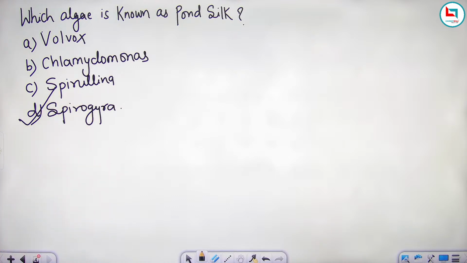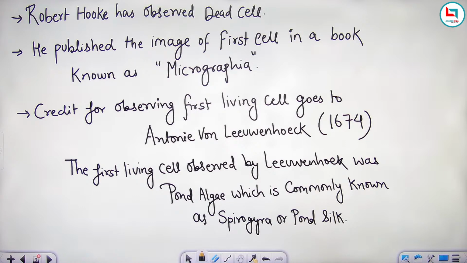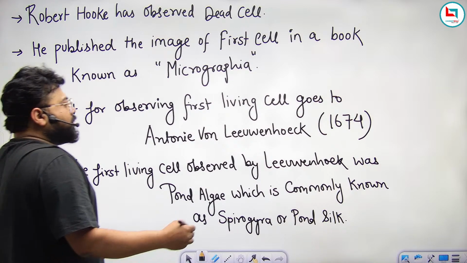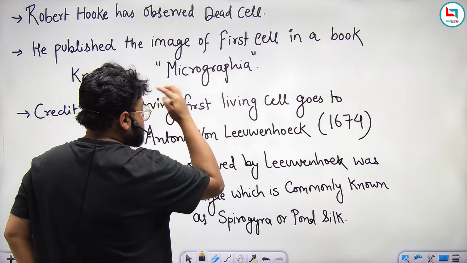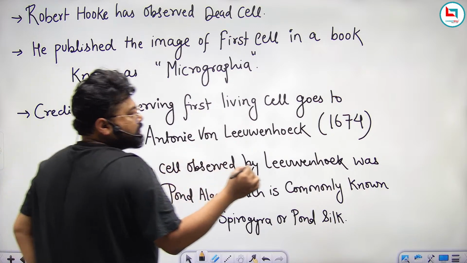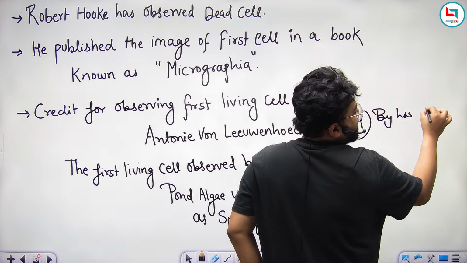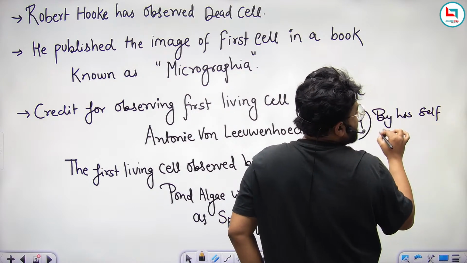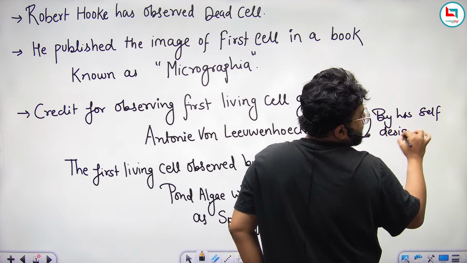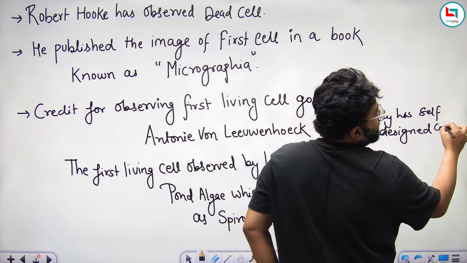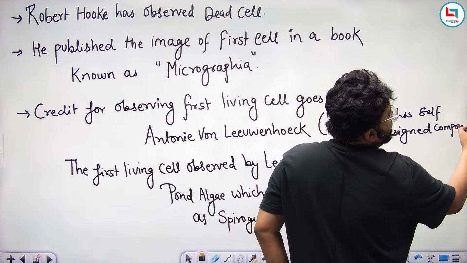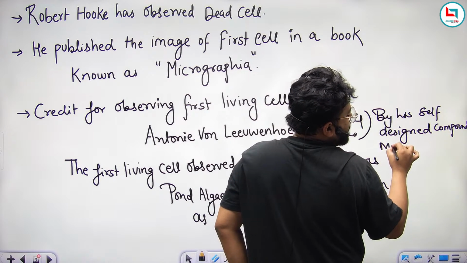Spirogyra was the first living cell observed by Antonie van Leeuwenhoek in the year 1674 by his self-designed compound microscope.